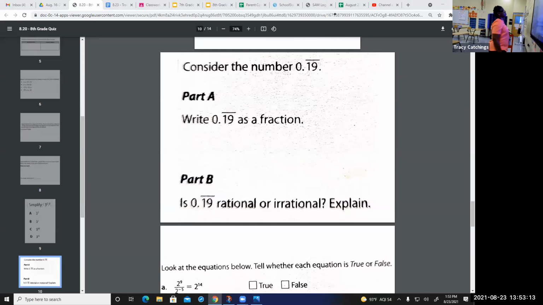It says consider the number 0.19 repeating. Write 0.19 repeating as a fraction. Same process as earlier. 19 is in the hundredths place. Take away 1 from that value and we'll get 99. And then 19 would be on top. 19 and 99 do not have anything in common. Part B of that asks us, is this value rational or irrational? And we would note that it is rational because we were able to change it to a fraction.